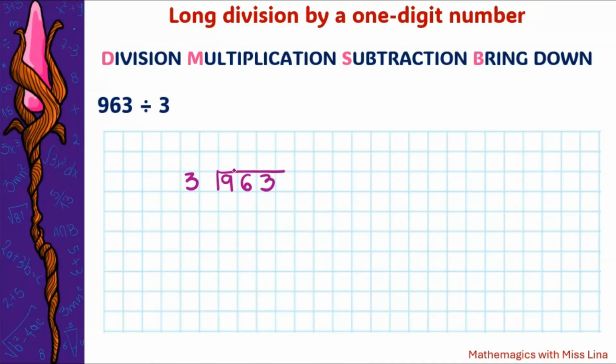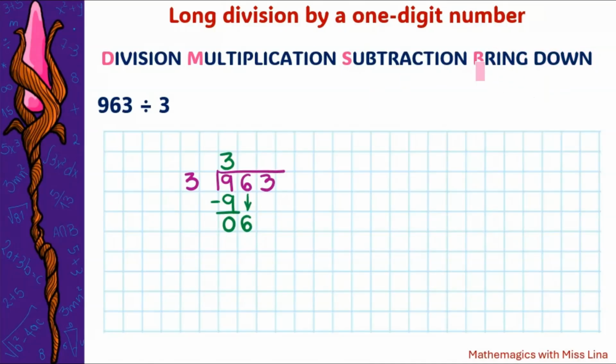In the division, we are going to start dividing the biggest place value because we can have leftovers that are going to go to the next place value. That's why we start from the left. So we use the first step, division. 9 divided by 3 is 3. Next step, multiplication. 3 times 3 is 9. Next step, subtraction. 9 minus 9 is equal to 0. And then we bring down the next digit, which is the 6.